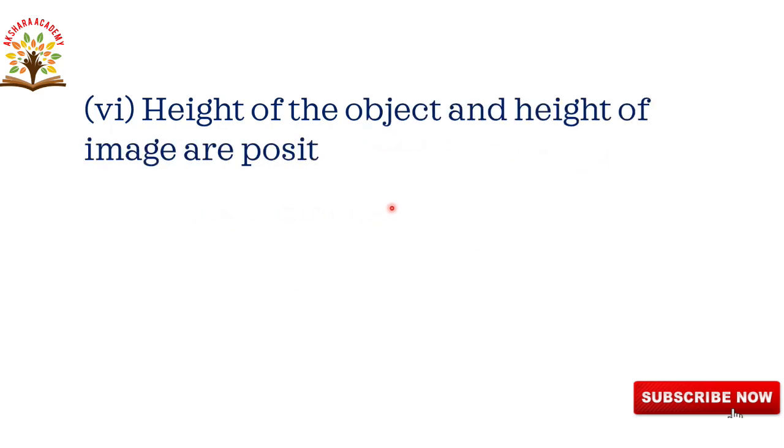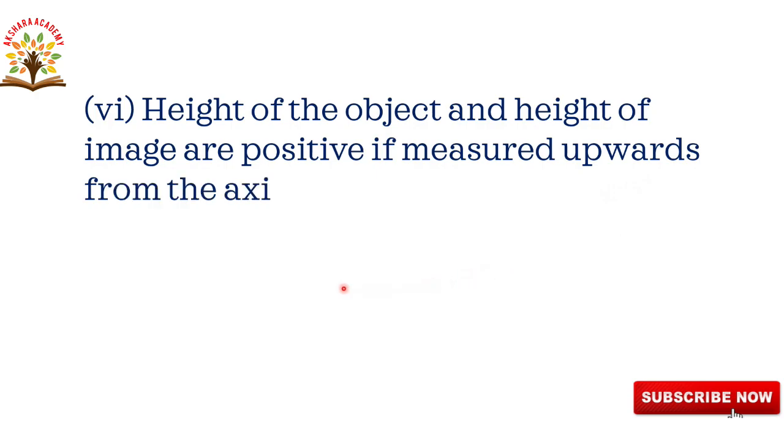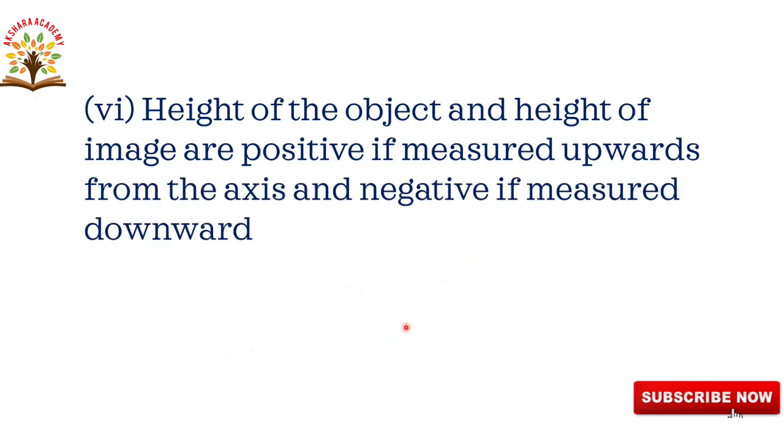Next one, regarding height. The height of the object and the height of the image are positive if measured upwards from the axis and negative if measured downwards. Height upwards positive, downwards negative. If you are measuring upwards, positive. If you are measuring downwards, it is negative. Nothing but height above the principal axis positive, below the principal axis negative.